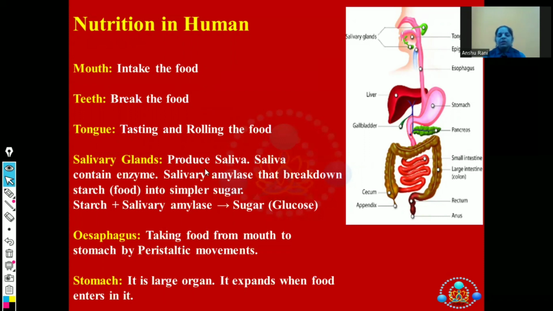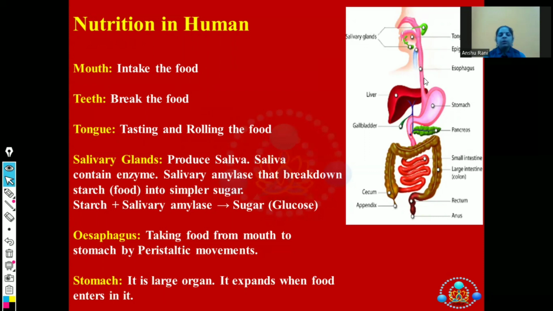Then we have salivary glands in our mouth. The mouth produces saliva. Salivary glands contain enzymes which help to break the food. Starch is broken down to form simple sugar, that is glucose, in our mouth. Then we have the esophagus. The esophagus is a tube-like structure.